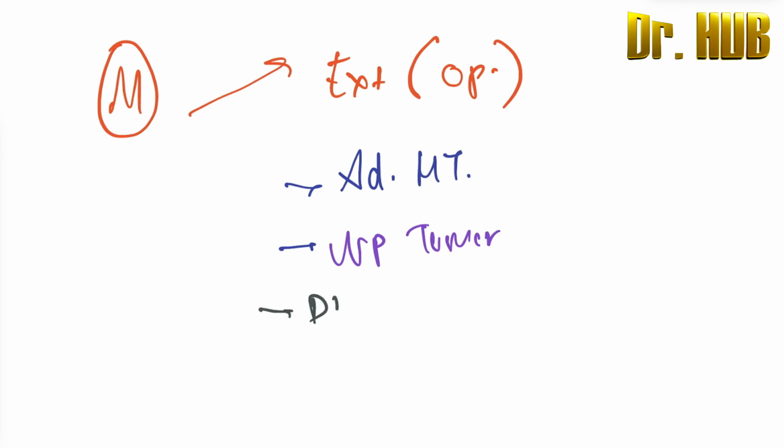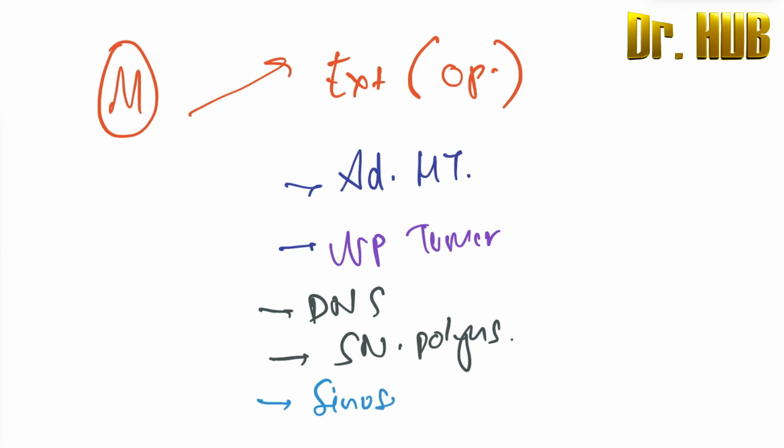Then it can be due to the DNS, as well as sinonasal polyps, as well as sinusitis. So to recap, it is adenoid hypertrophy, nasopharyngeal tumor, DNS, sinonasal polyps, as well as sinusitis. So this was about the extrinsic type under the mechanical.